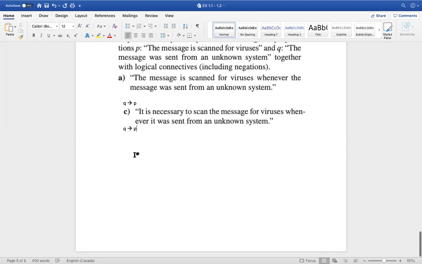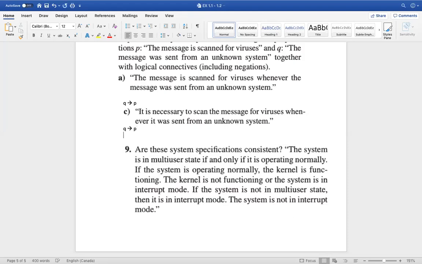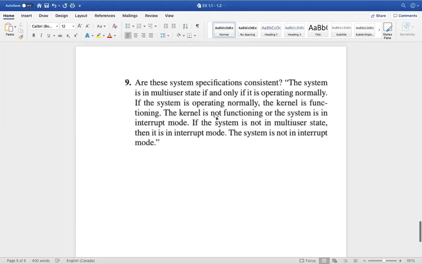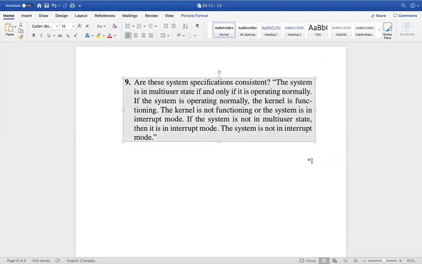Okay. Now let's take a slightly harder example. Let me just put it on the next page. So take a few minutes to read the question.